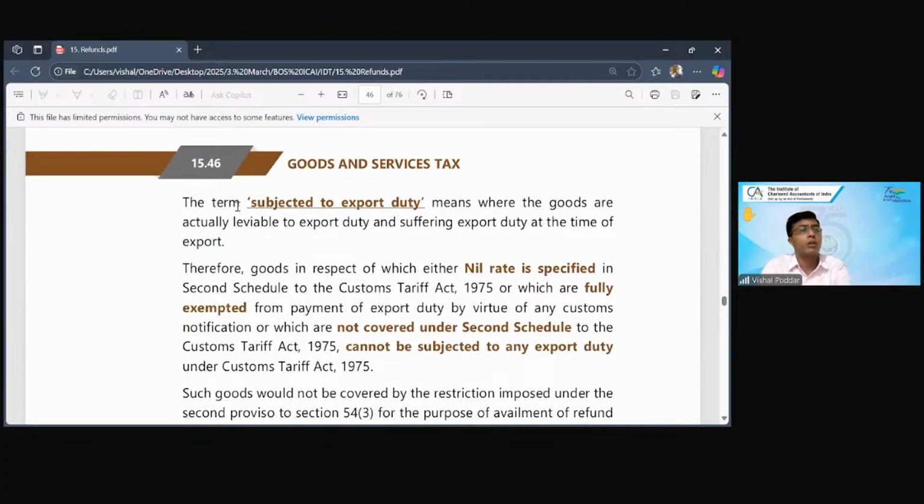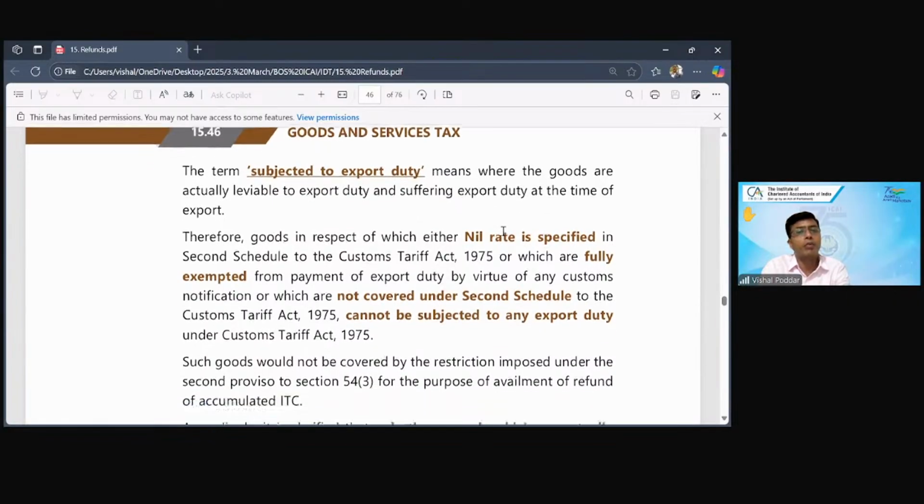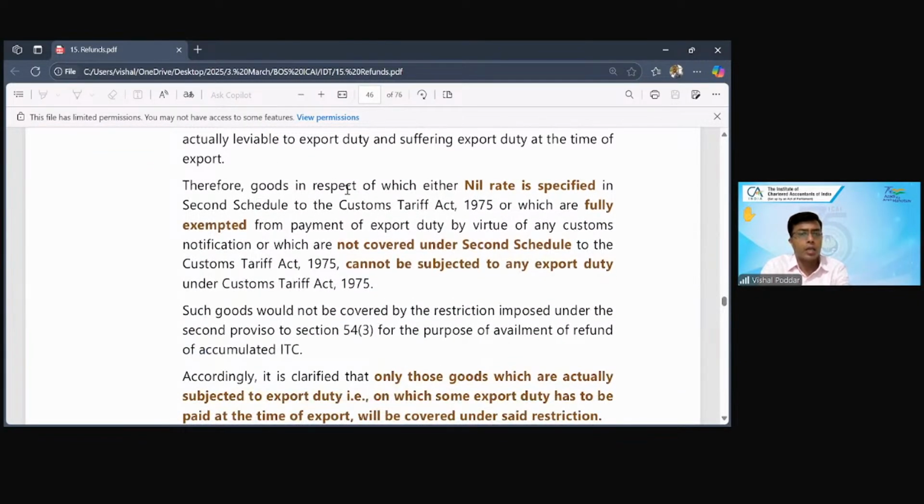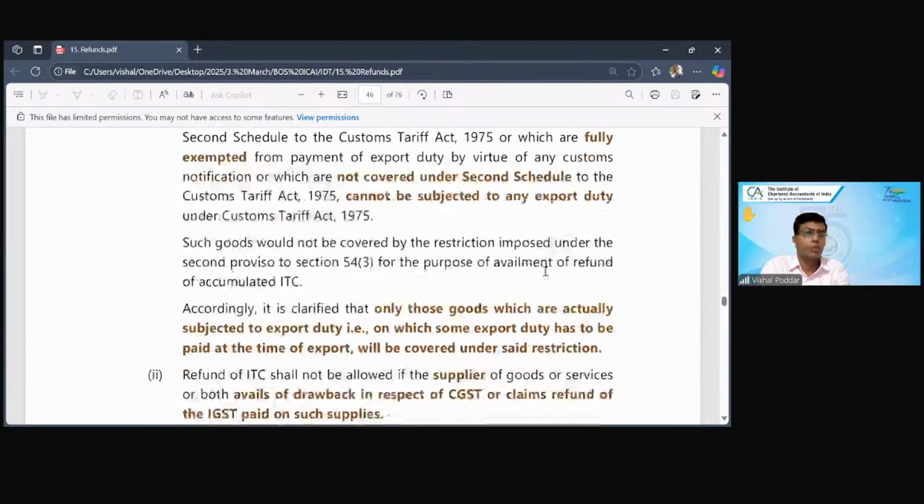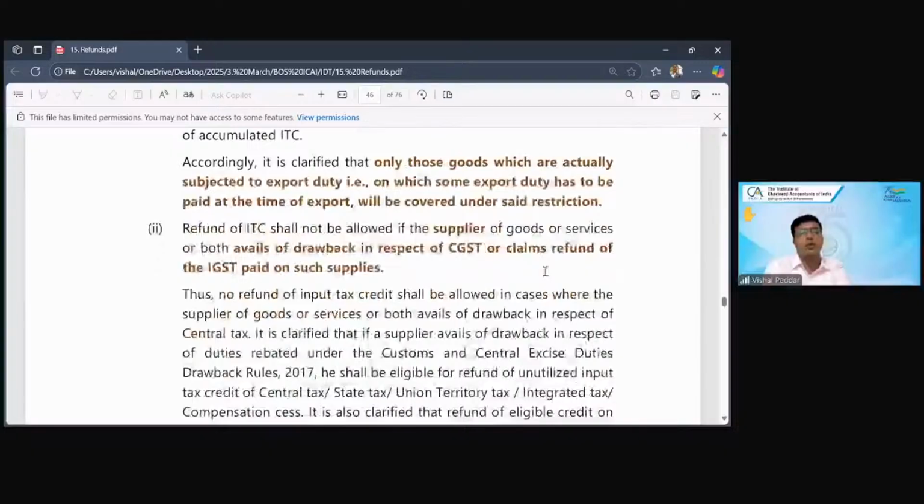They have tried to clarify what the term subject to export duty means. It means where the goods are actually liable to export duty and suffering export duty at the time of export. Therefore, goods in respect of which a nil rate is prescribed in the Customs Tariff Act, that is, where the export duty rate is nil, which are fully exempt, or which are not covered under the second schedule, cannot be subjected to any export duty. It means only those goods on which some amount of export duty is actually payable are fitting here, and for those goods' export, you cannot claim refund of unutilized ITC.